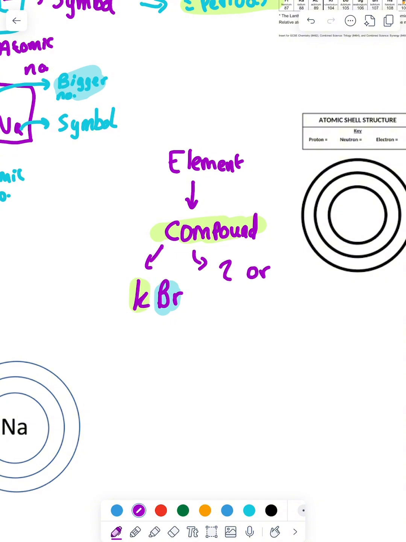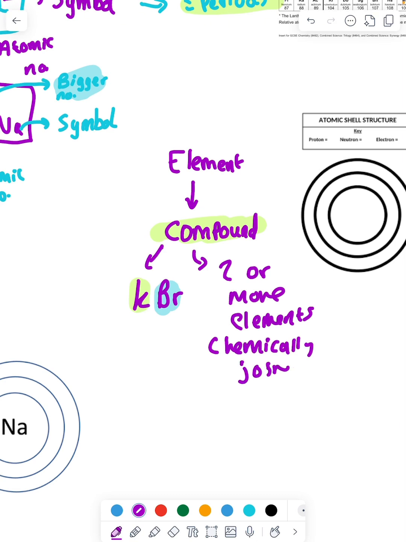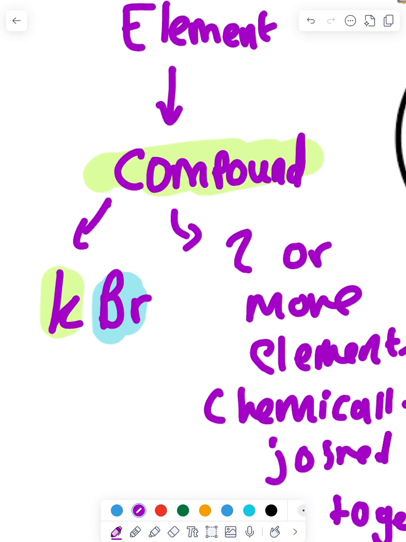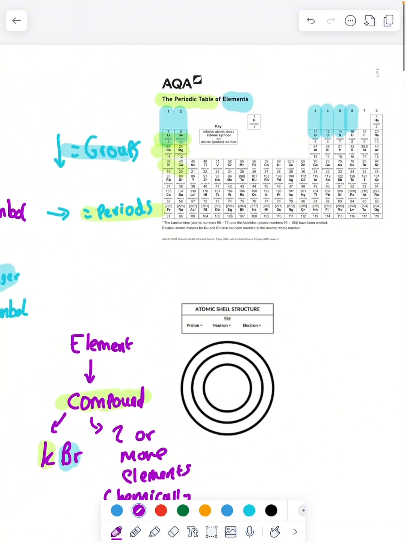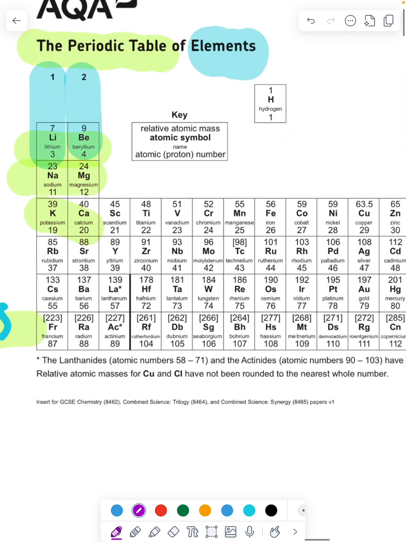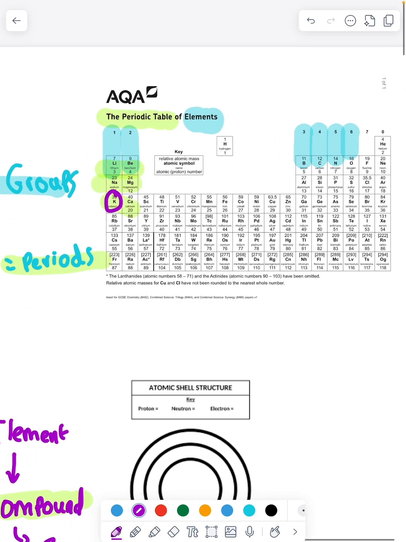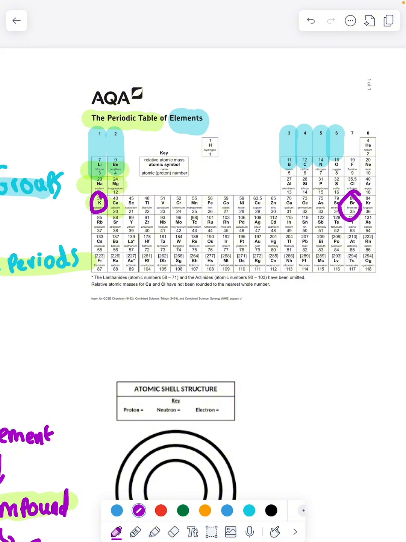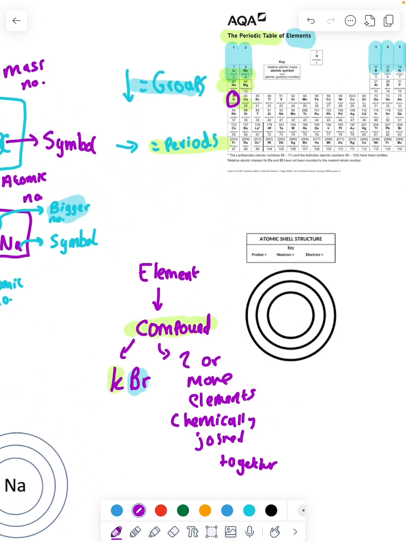A compound is 2 or more elements chemically joined together. Now, that's important: chemically joined together. Again, you wouldn't be able to find a compound like KBr or H2O on the periodic table. But we can find potassium right here, and bromine right here. We've just joined 2 elements together to make a compound. That's all a compound is.